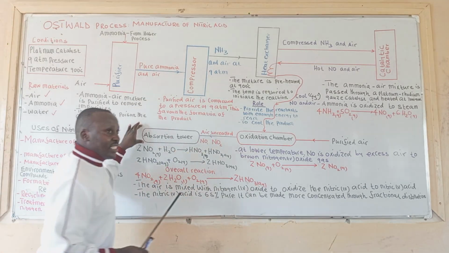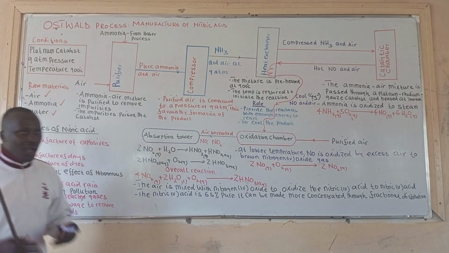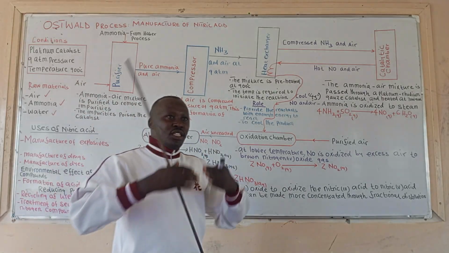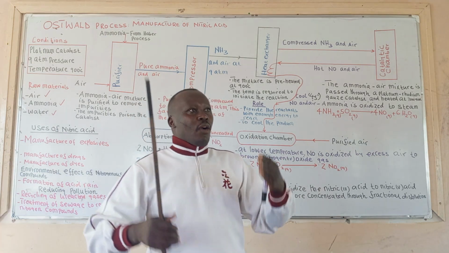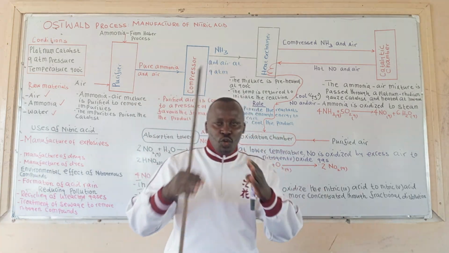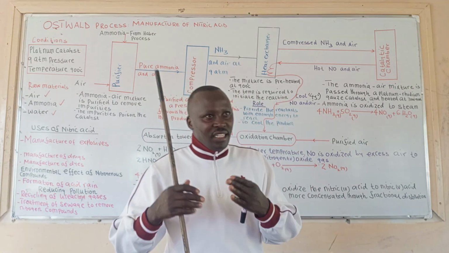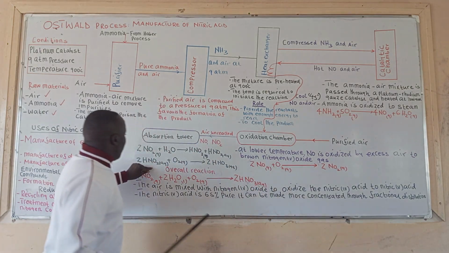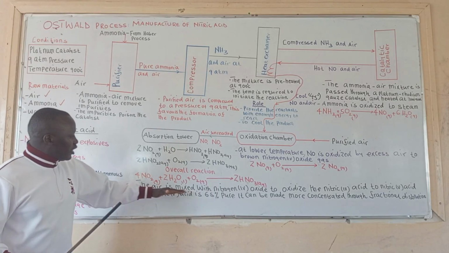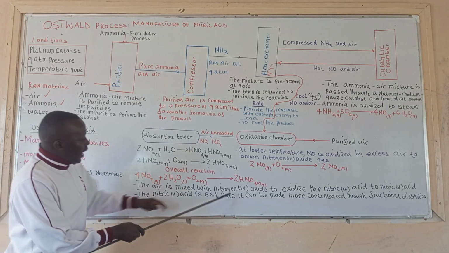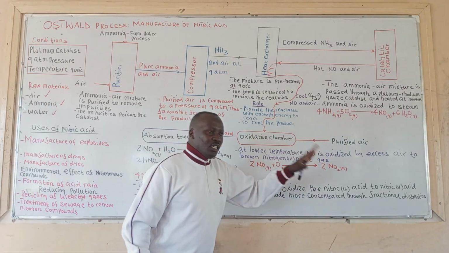They are taken into another chamber, and this chamber is the absorption tower. In the absorption tower, the reaction normally takes place in two steps. One, the nitrogen oxide combines with water, and it forms two types of acid: nitric 5 acid, and in this case, nitric 3 acid. And again, the nitric 3 acid is further oxidized. The air is mixed with the nitrogen oxide to oxidize nitric 3 acid to nitric 5 acid.